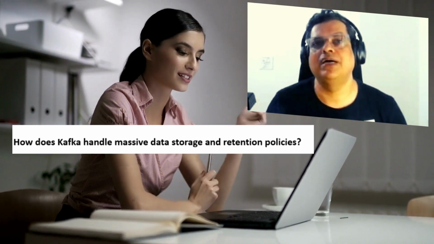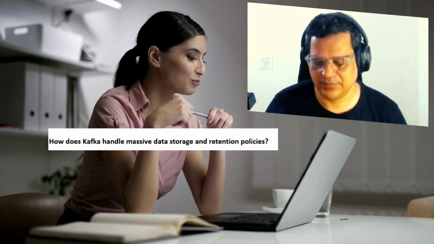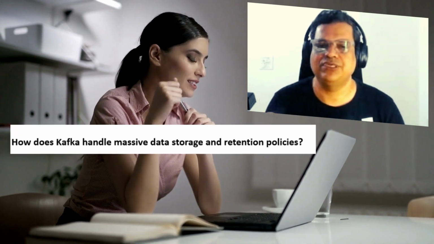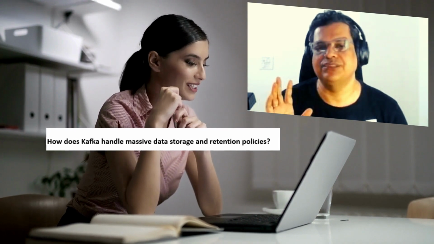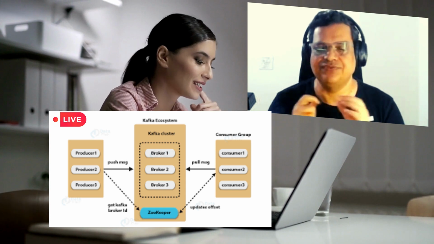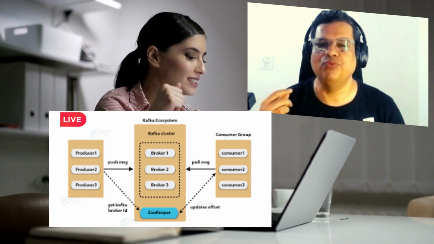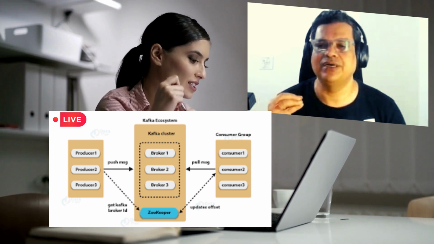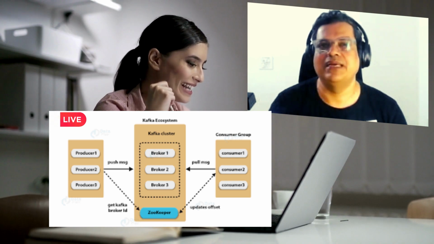In continuation of my day 9 Kafka discussion, let's proceed further with question answer. So today's question is, how does Kafka handle massive data storage and retention policies? Apache Kafka is designed to handle massive amounts of data efficiently. Its architecture and configuration options provide ways to store large volume of data and define retention policies. Here is how Kafka manages these aspects.